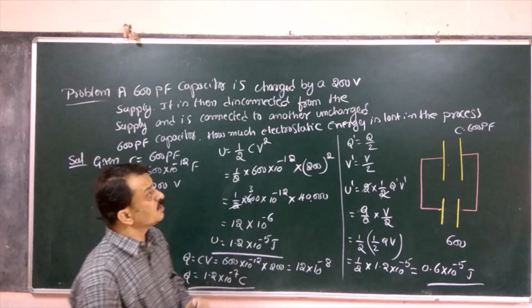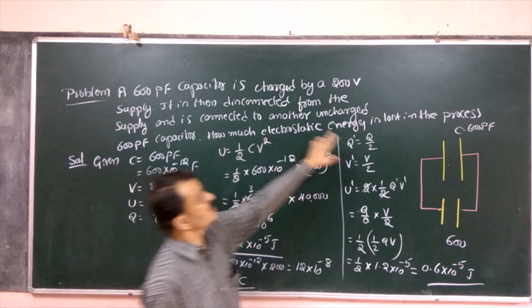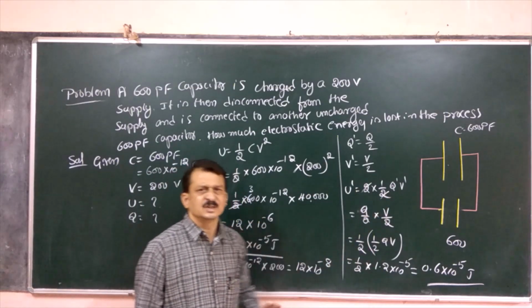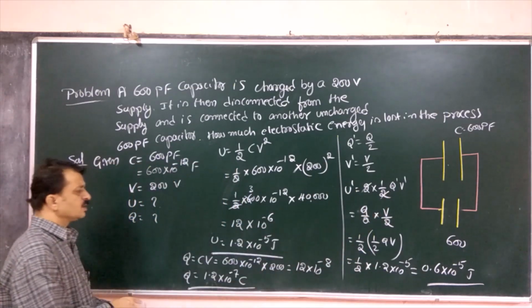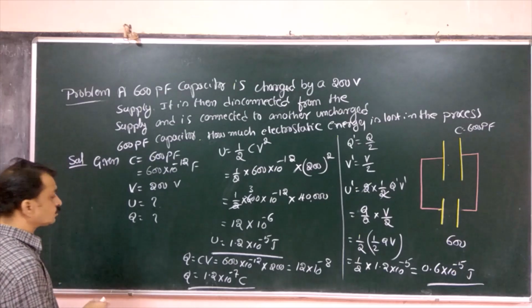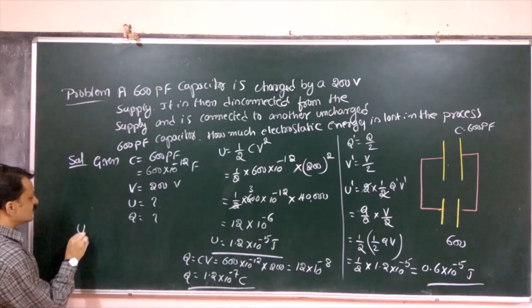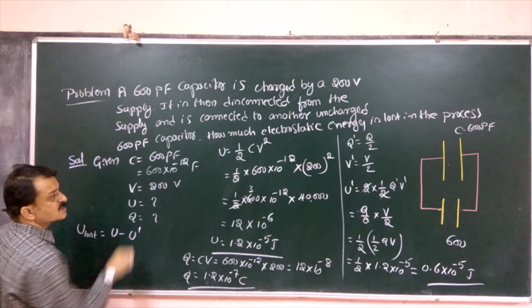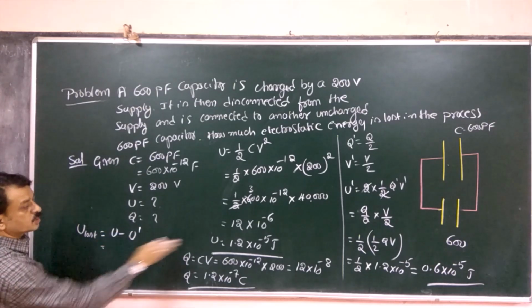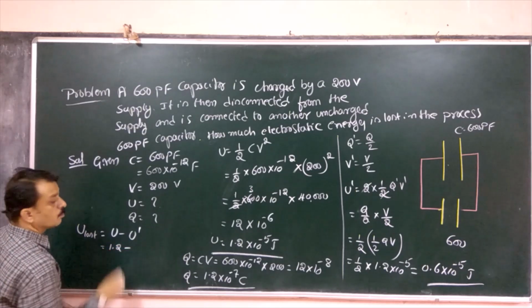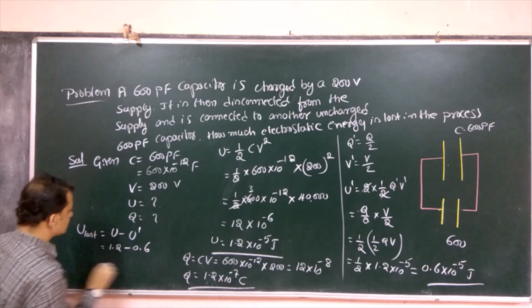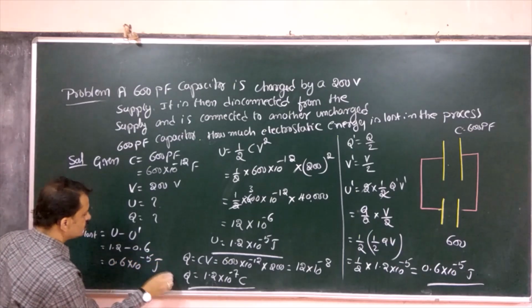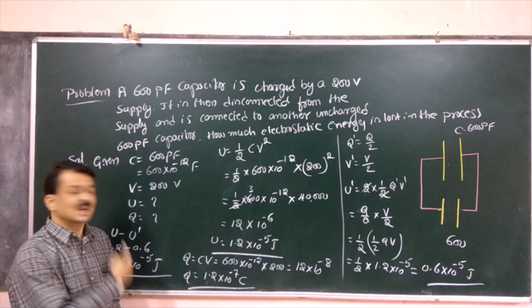But see what the problem asks: how much electrostatic energy is lost in the process. This is what is stored in this system, and we want how much is lost, so subtract one from the other. Therefore energy lost is equal to U minus U dash. So U is 1.2 minus 0.6, that is equal to 0.6 into 10 to the power of minus 5 joules. Now this amount of energy is lost.